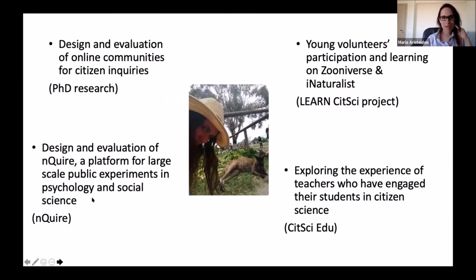I started my trip in citizen science with my PhD research early in my academic career by designing and evaluating online communities for citizen inquiries, two of them. And then I contributed to the design and evaluation of the Enquire platform, which is used for large-scale public experiments in psychology and social science initiated by communities, organizations, universities.